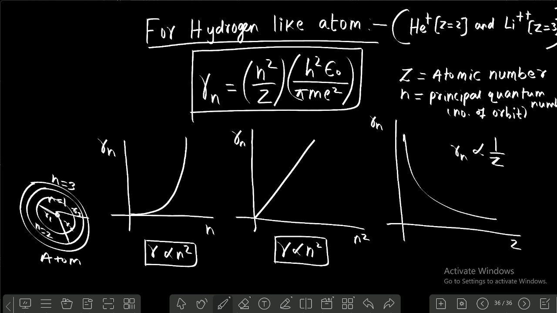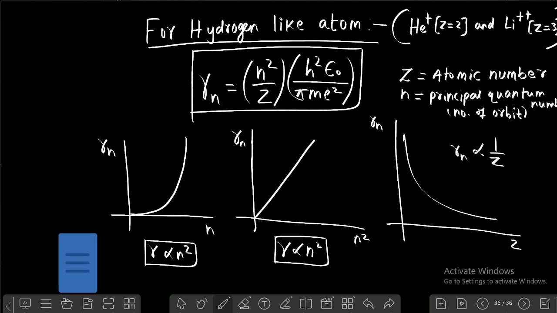N square is in the formula. The radius of the orbit is directly proportional to n square. That is what I calculated in the derivation: how radius depends on n, it depends on n square. For the second orbit, in place of n you have to substitute 2. For the third orbit, instead of n you have to substitute 3, n equal to 3. I already explained this, right?